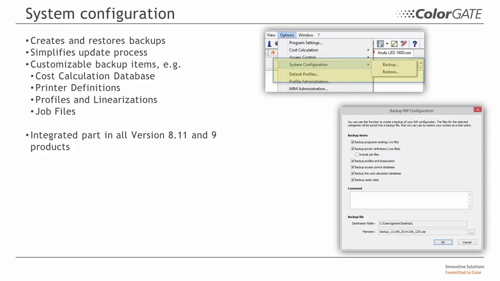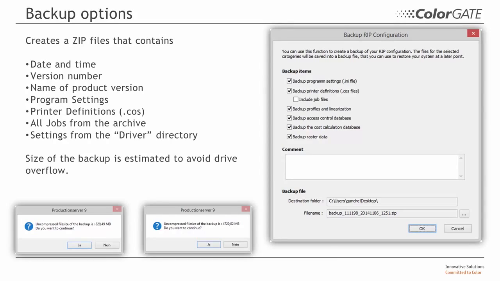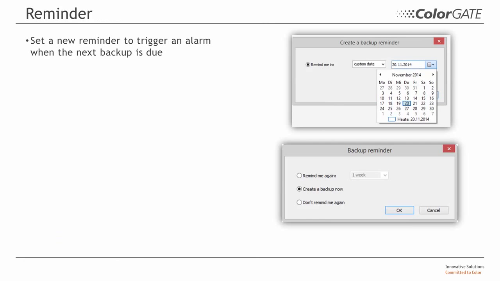The backup file is saved as a zip archive and shows the size of the zip file before being archived, which can be very large in some cases because of the volume of the data to be backed up. Backups can also be planned in advance with the help of a reminder function.